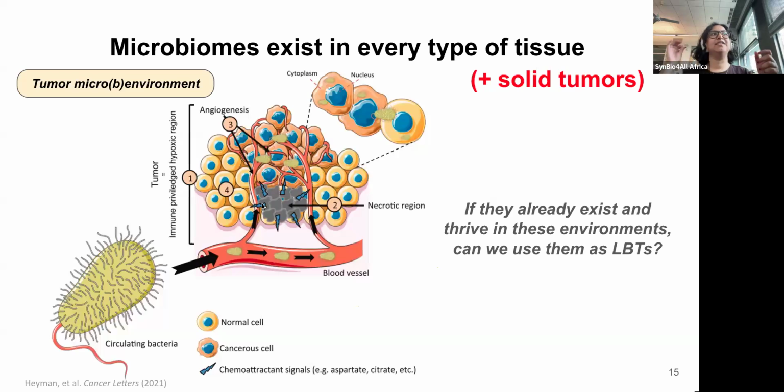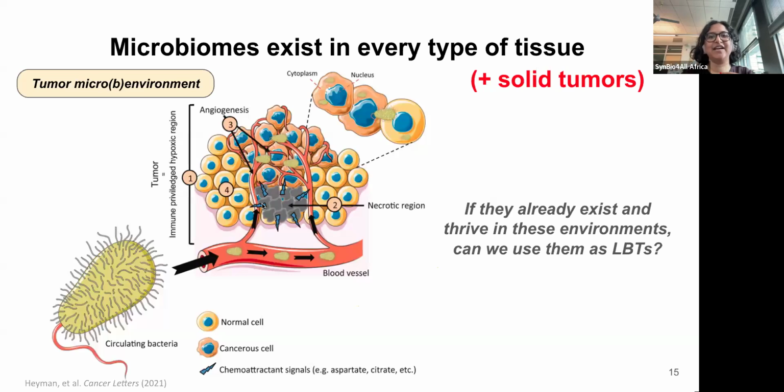And so there's been a lot of studies recently, especially about this tumor microbe environment. And if bacteria already exist and thrive in these environments, can we use these bacteria that are already present as living, breathing bacterial therapeutics, basically as a delivery mechanism, to get inside the tumor masses?